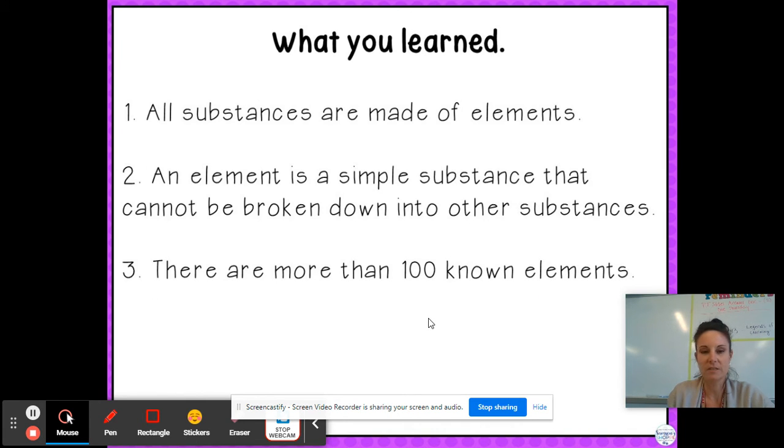Slide 5 is listing what you have learned. You have learned, number 1, all substances are made of elements. Number 2, an element is a simple substance that cannot be broken down into other substances. And number 3, there are more than 100 known elements.